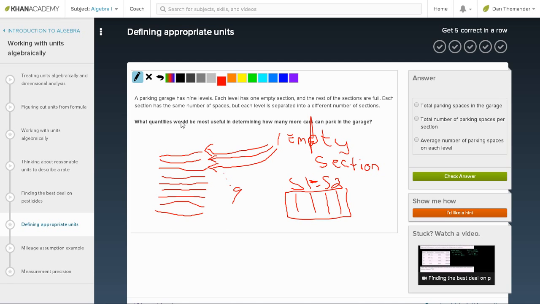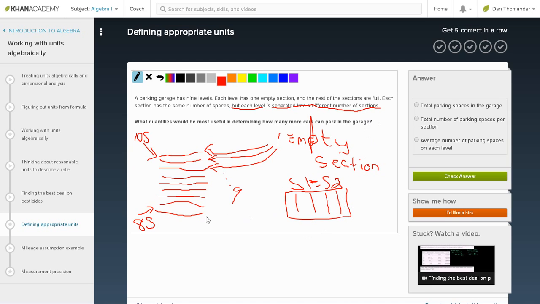So, which quantities would be most useful in determining this? It's important to know that if all the sections are the same, but each level is separated into a different number of sections, that means this level here might have 8 sections, and this level here might have 10 sections, right? We don't know for sure how many sections there are. So what quantities would be most useful in determining how many more cars can park in the garage?